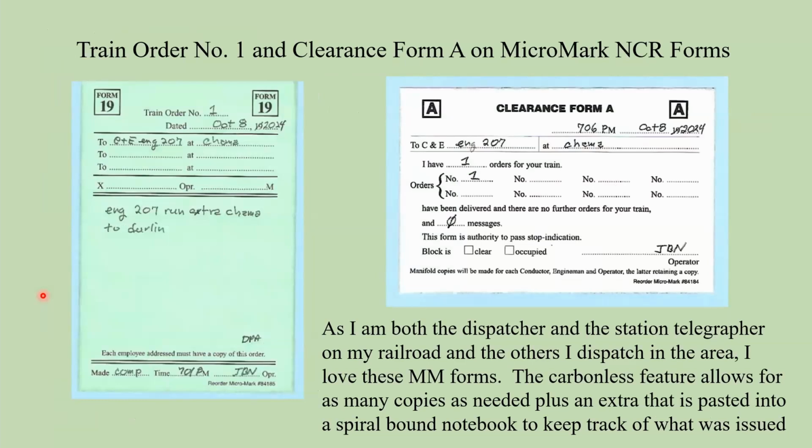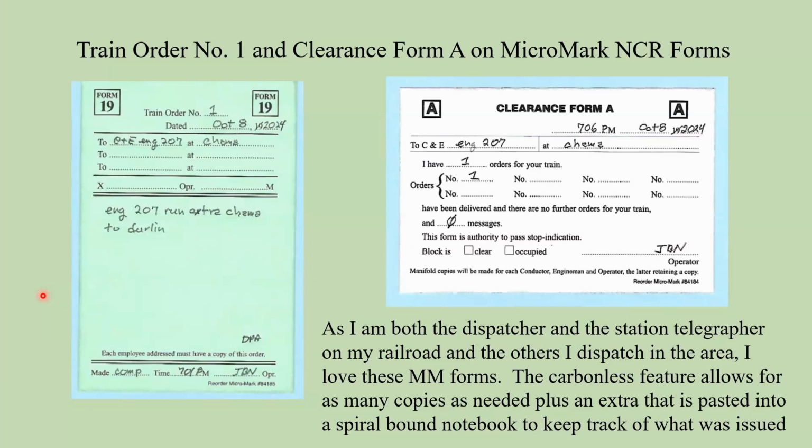In this case, I've replicated train order number 1 on the NCR Form 19. You can see that over there. That's what it looks like in my chicken scratch handwriting. And on the right, you can see the clearance card that, again, in my handwriting, I filled out in order to be able to deliver that order to engine 207 in Chama.